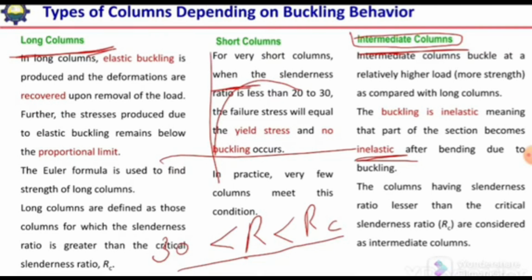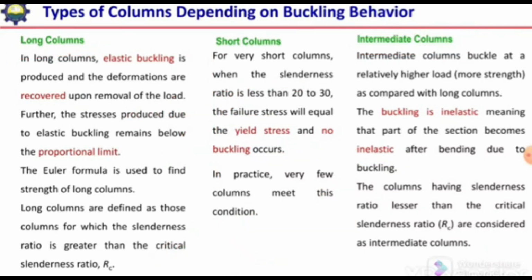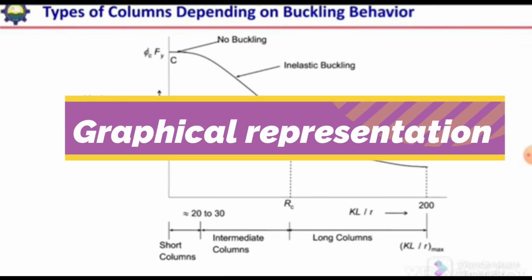As we go on increasing the slenderness ratio from 30 to RC, this value will continue to decrease. The stress value will continue to decrease. And when we increase the slenderness ratio beyond this RC value, stress will be less than 0.44 Fy. So this can be summarized by using this figure.